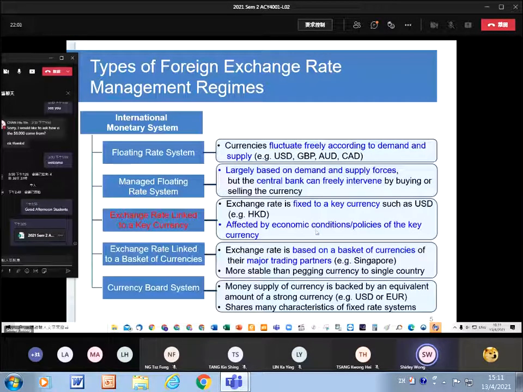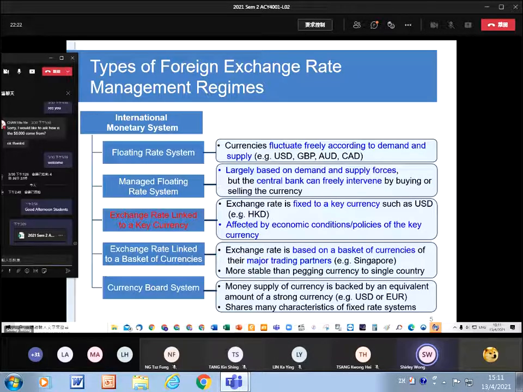That means when the US economy is increasing, the US dollar is increasing, and then our Hong Kong dollar will increase as well. However, if the US economy is in a downturn, then the USD will be decreasing and our Hong Kong dollar will be decreasing. So our economic condition will be affected by the US. This is the exchange rate linked to a key currency.